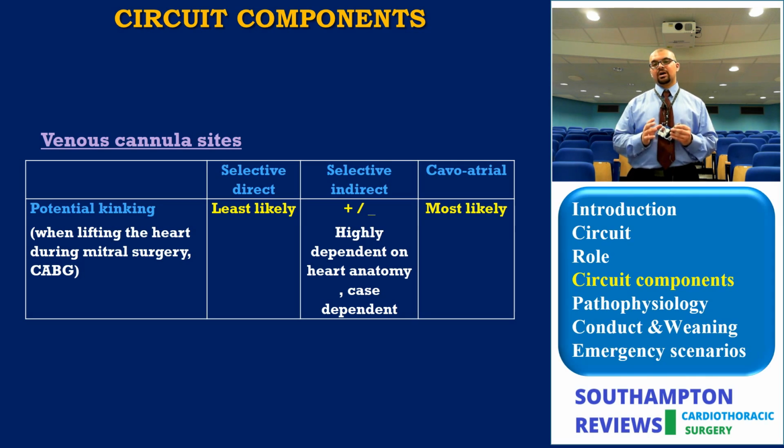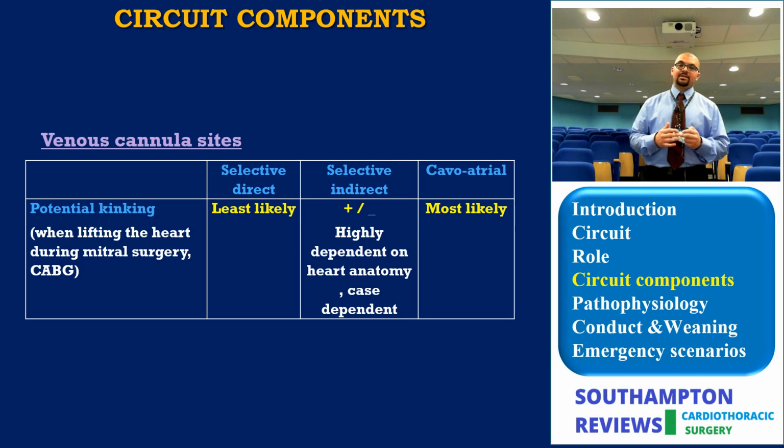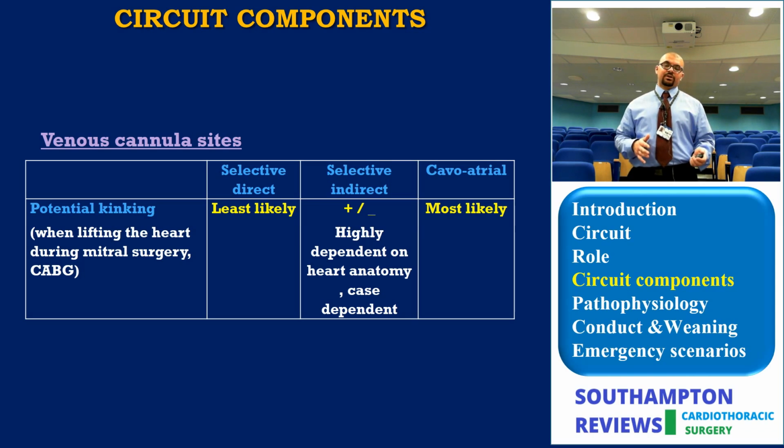If you are going to approach the left side of the heart, you must be very aware that you need a cannulation strategy which is not going to kink your venous cannula and reduce your venous return. In that essence, the best mode of cannulation, which is completely resistant to kinking, is the direct bicaval cannulation. Cavoatrial is the least resistant. Selective indirect is halfway between, depending on the anatomy of the chest and the anatomy of the heart.